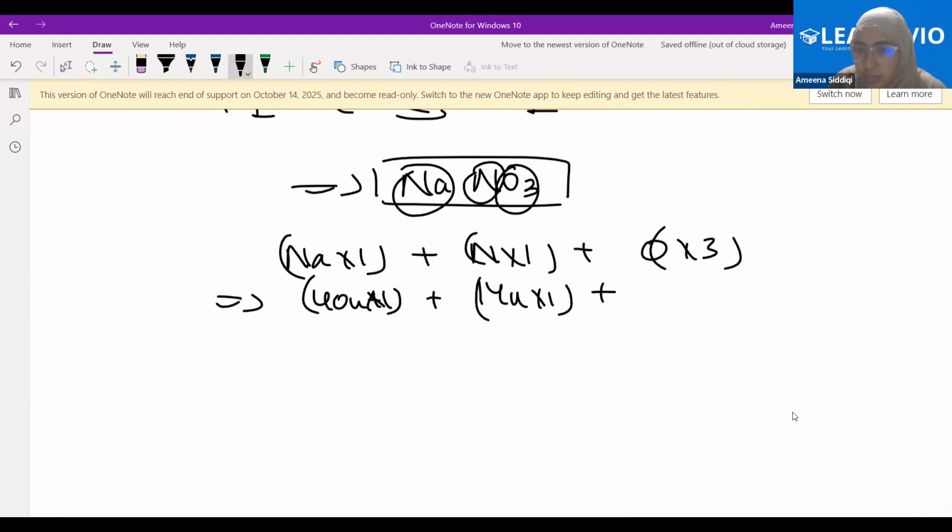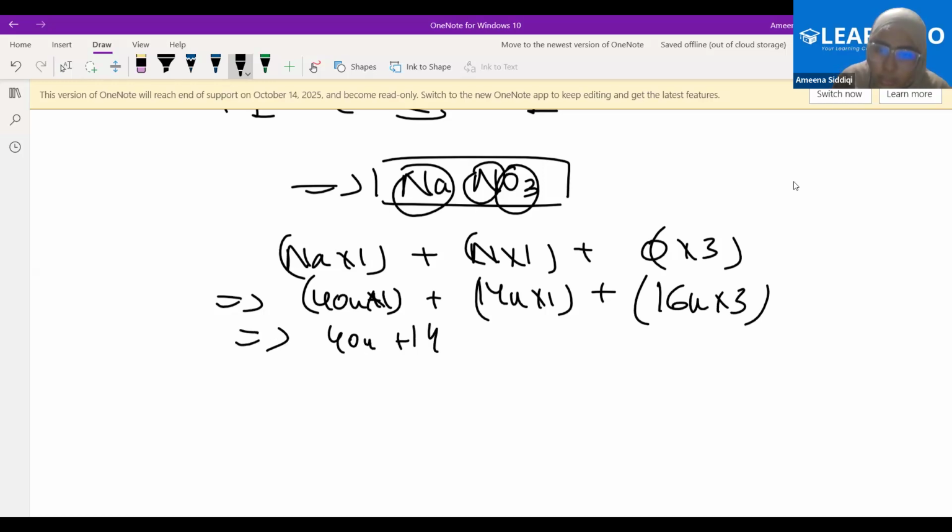Nikhil, Mithun? 32 into 3. It's 16 into 3, right? Fine, it is 16 into 3. Whatever you get as the answer, so 40U plus 14U plus 48U, calculate and know the answer.